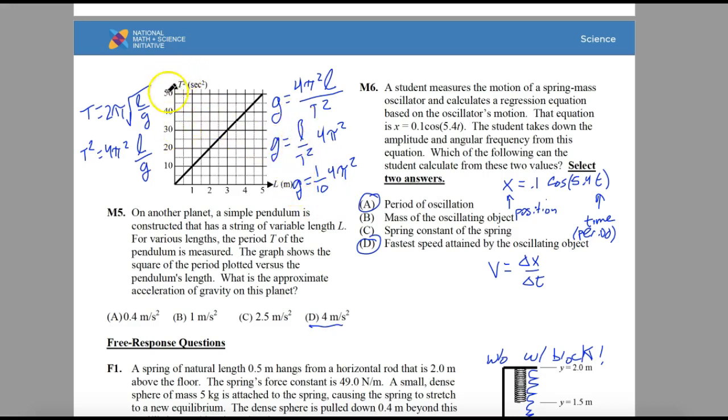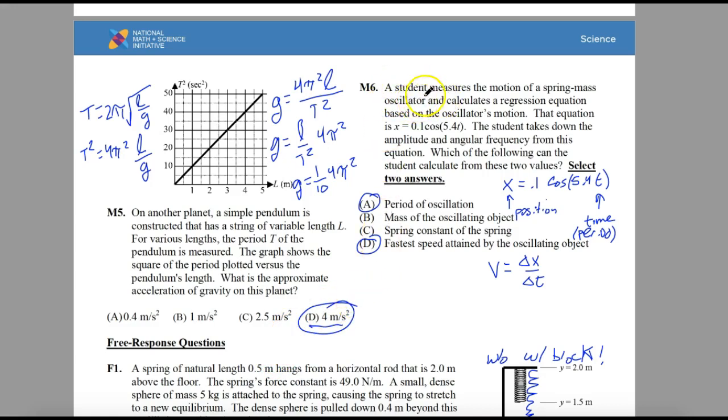In my mind, I don't have t squared over L. I have L over t squared. So I put the 1 first on top, put the 10 on the bottom. 1/10 of 4 is 0.4 times 3.14 times 3.14 gives you like 3.94. So it's really close to 4 meters per second squared, which is the right answer.